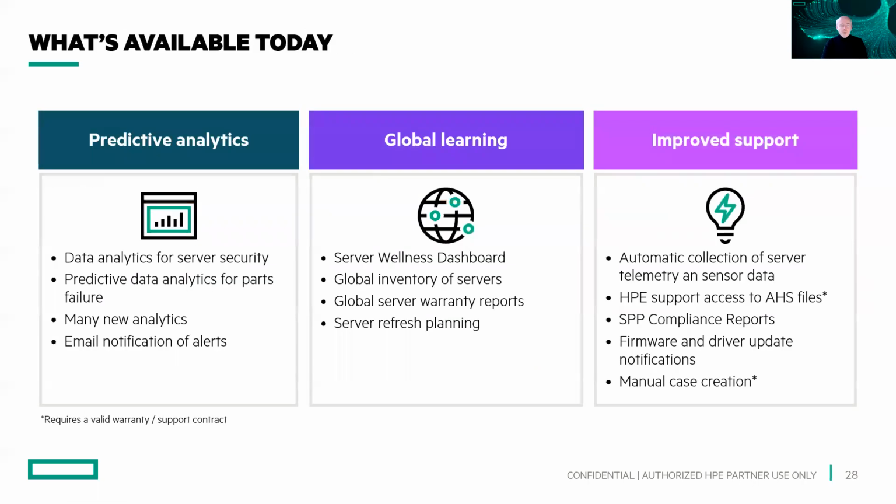Okay, so what do we have for servers today? Because we just got started, it's just been there for 1.5 years now, but there is already predictive analytics. There is the global learning from all the servers, and there's also already improved support because now the AHS file is automatically sent to HPE support. You don't have to send it yourselves. And there's also case creation, which is manual today. You will see in the near future that InfoSight will also create automatic support cases for your servers, just like it is doing for storage today already.